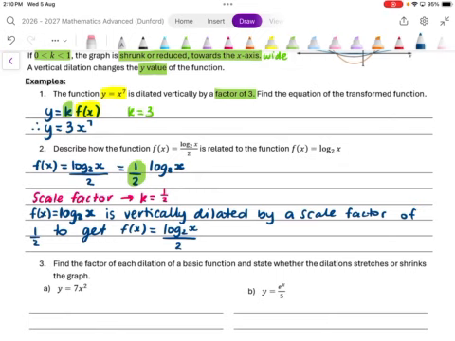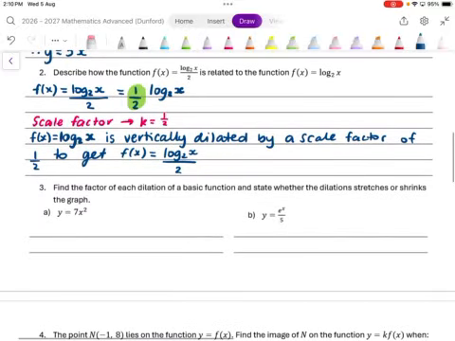As we do more examples, this will hopefully start to sink in, and this is the easier dilation. Vertical is easy, horizontal not so easy. It just doesn't make as much general sense.